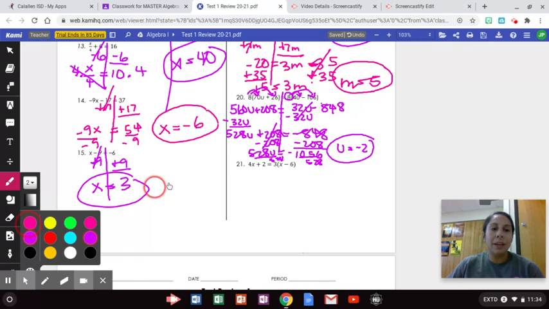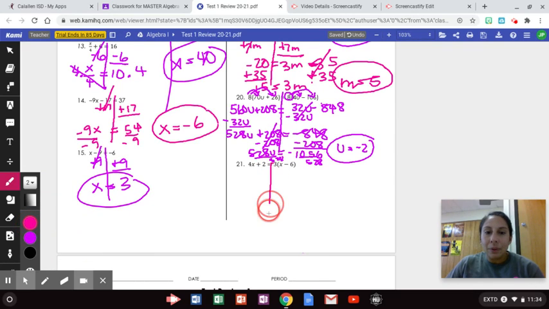Problem 21. For this example, on the left-hand side, we don't have parentheses, so I'm just going to rewrite 4x plus 2. But on the other side, we do have parentheses. So 3 distributes into the parentheses. So we get 3x minus our 18. Next, we want to put our x's together. So 3x is smaller.